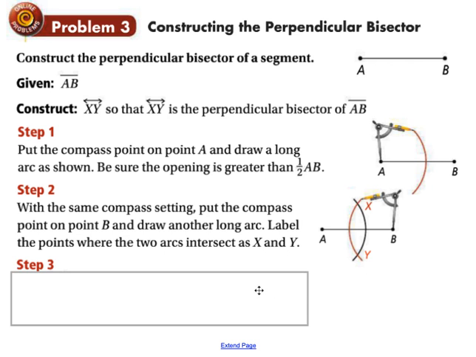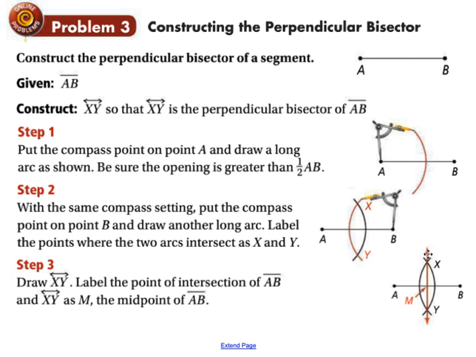And the last thing we need to do is connect those two intersecting points, and we're going to label that line XY. And the point where line XY crosses AB, that's the midpoint M. So now we have the midpoint M, and line XY is perpendicular to segment AB. So now you know how to construct a perpendicular bisector to a segment.